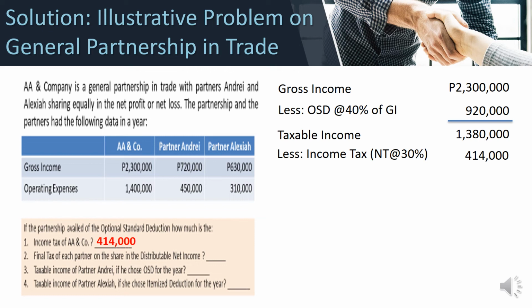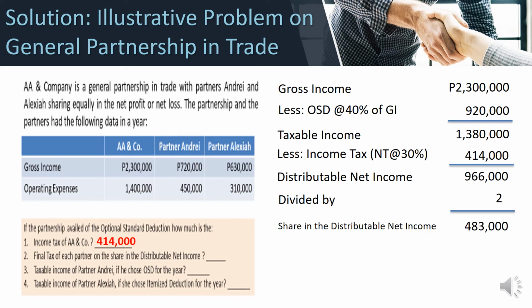Now, in order to determine kung magkano yung i-distribute sa mga partners, taxable income of 1,380,000 minus yung babayaran na tax na 414,000, ang available for distribution na net income for the partners is 966,000. So, yan yung i-distribute sa mga partners. Since there are only 2 partners in this problem, Andre and Alexia, and sabi dun sa problem, they will share equally. So, we will just divide it by 2. So, therefore, the share in the distributable net income will be 483,000 each for the partners. So, Andre will be getting the share of 483,000 just like Alexia. But since this is a general partnership in trade, it will be subject to final tax of 10%.